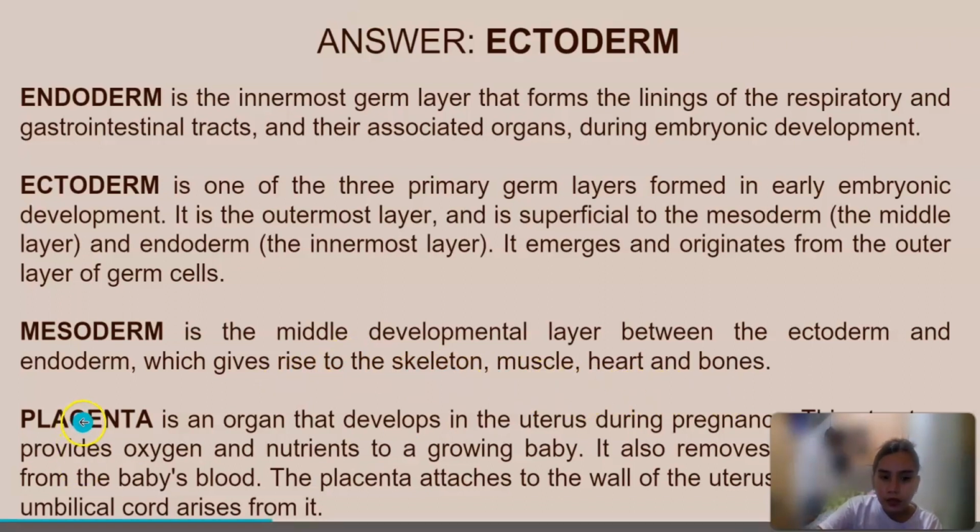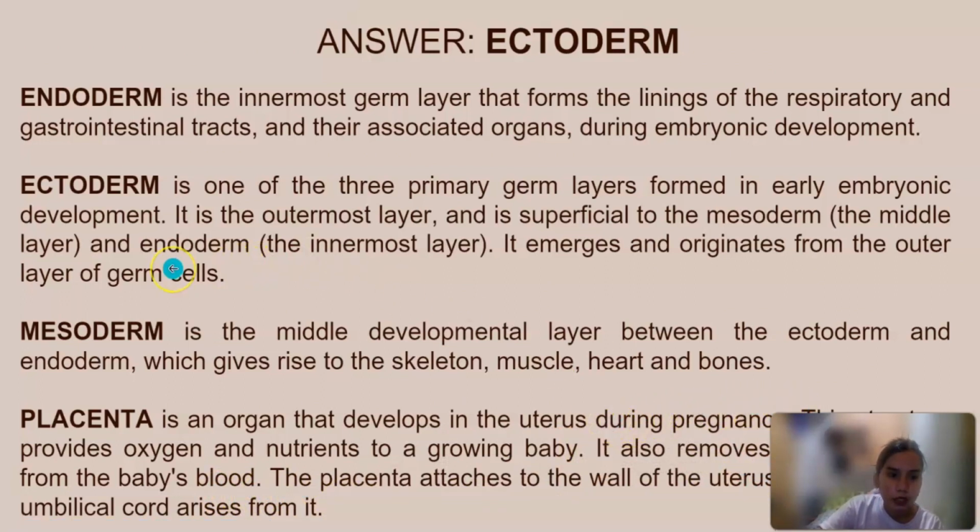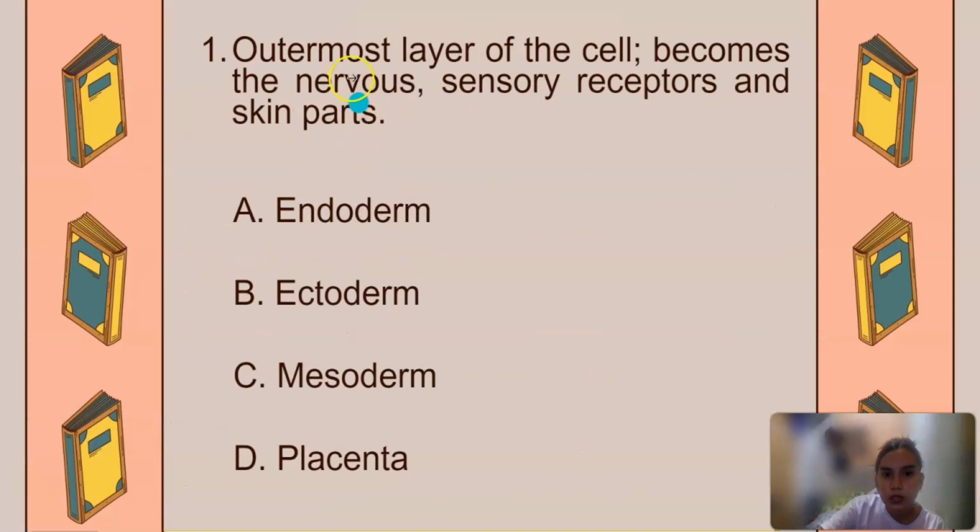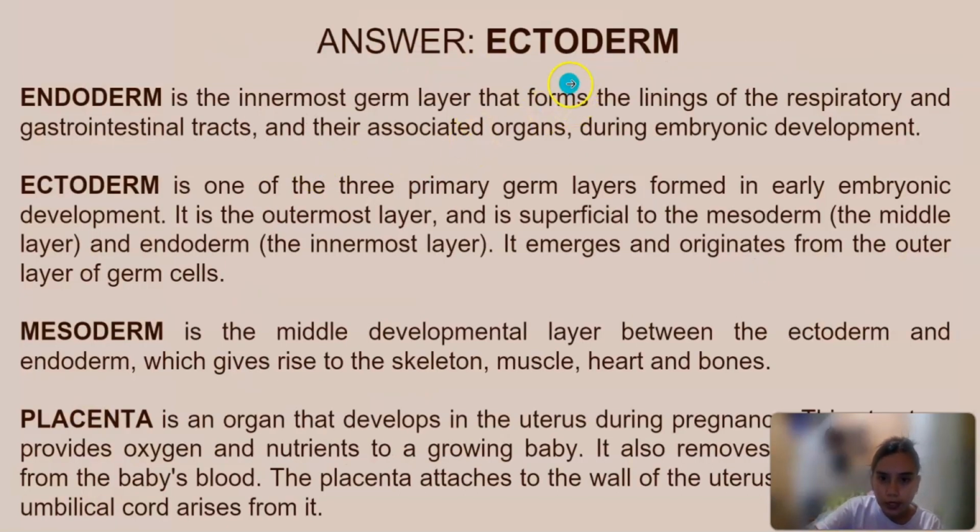And placenta, on the other hand, is an organ that develops in the uterus during pregnancy. This structure provides oxygen and nutrients to a growing baby. It also removes waste products from the baby's blood. The placenta attaches to the wall of the uterus and the baby's umbilical cord arises from it. So since the question is the outermost layer of the cell, the answer should be ectoderm.